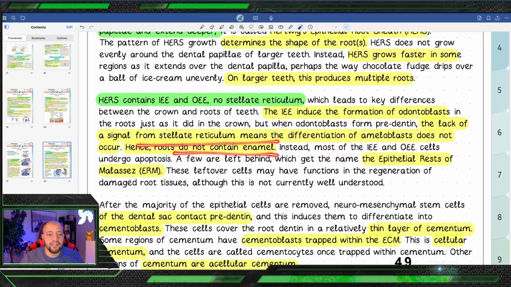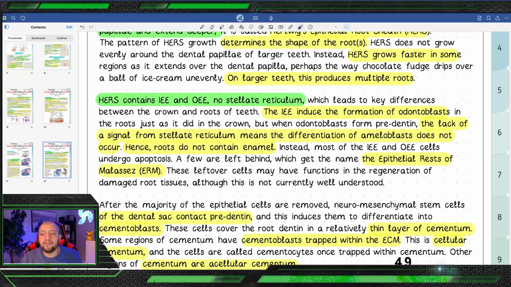And this is why enamel pearls form: because of a problem with the Hertwig epithelial root sheath being not very effective in this area, and this will lead to enamel pearl or cervical extension. And instead, most of the inner enamel epithelium and outer enamel epithelium cells undergo apoptosis. A few are left behind, which get the name epithelial rests of Malassez, and these will give rise to some cysts. I hope you still remember the cysts from oral pathology.